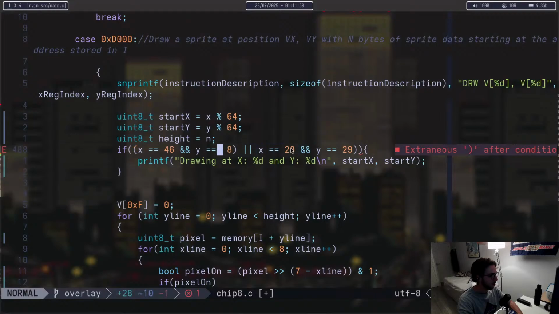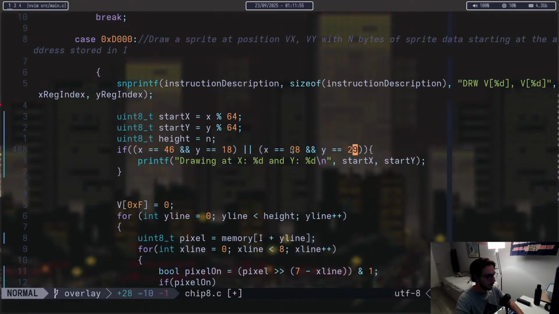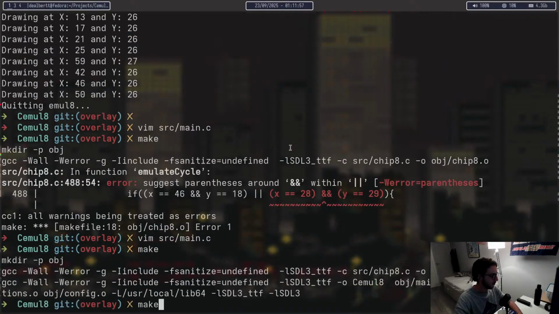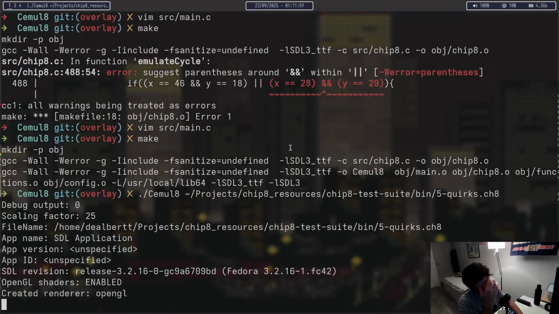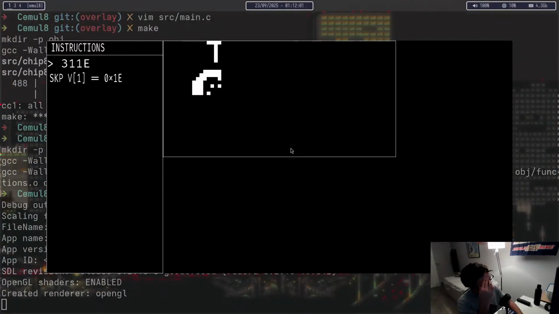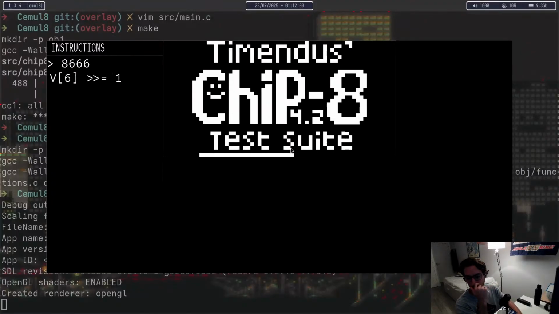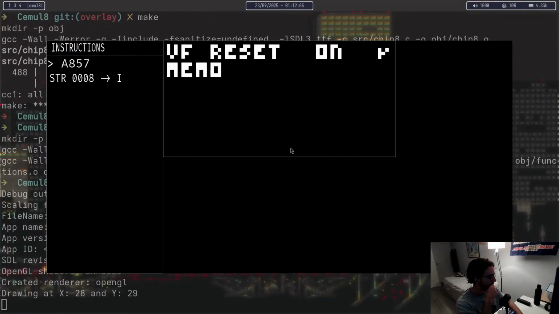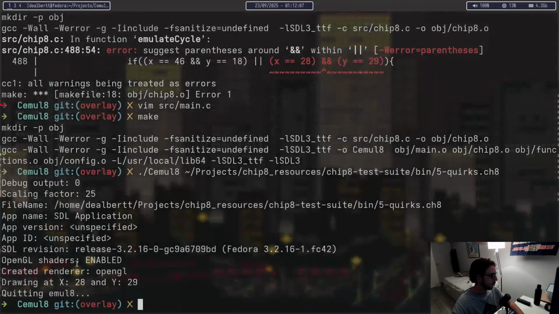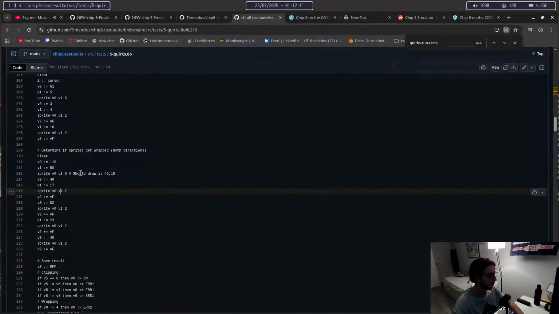Wait, I actually do need this. Okay. So we got one of these, which is 28 and 29. But we definitely did not get the other one. So this one does not seem to properly work. 46 and 18.